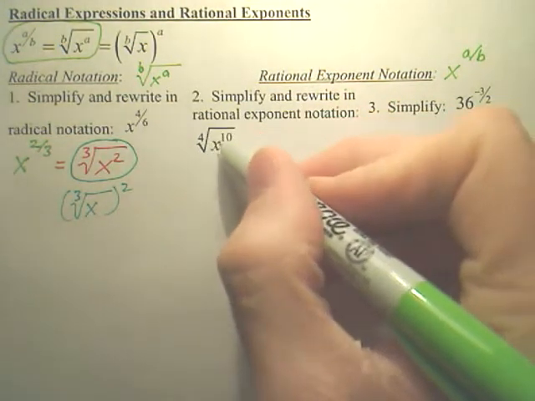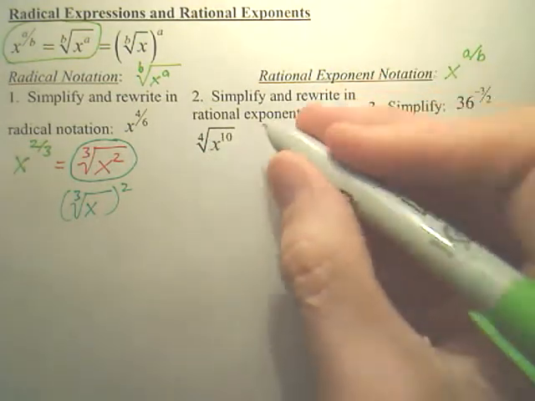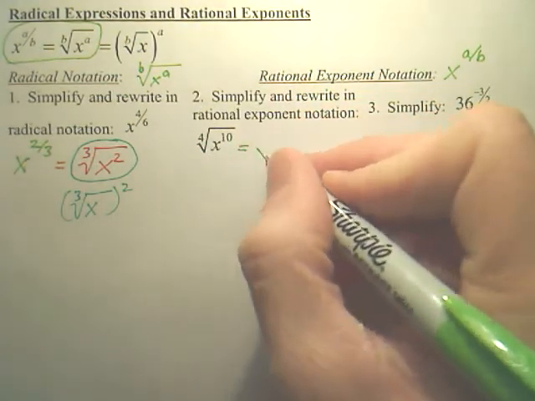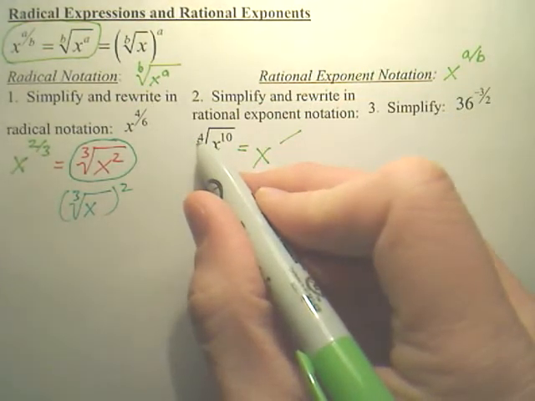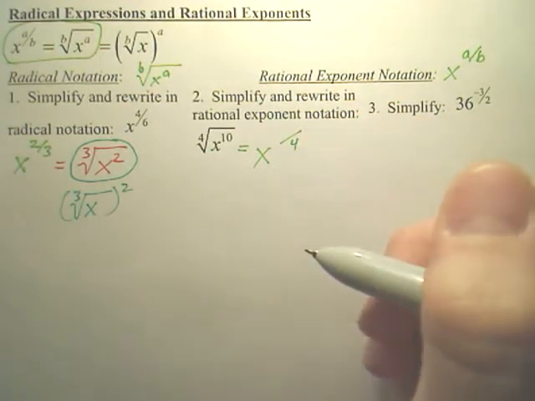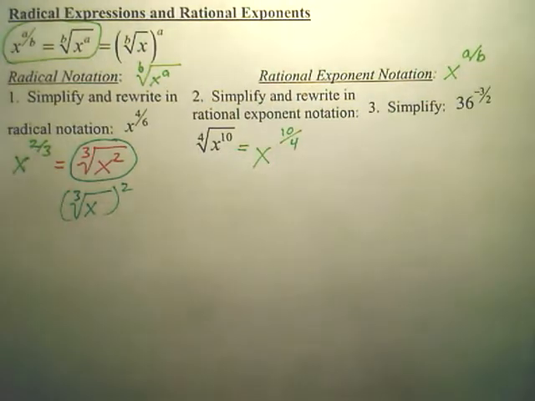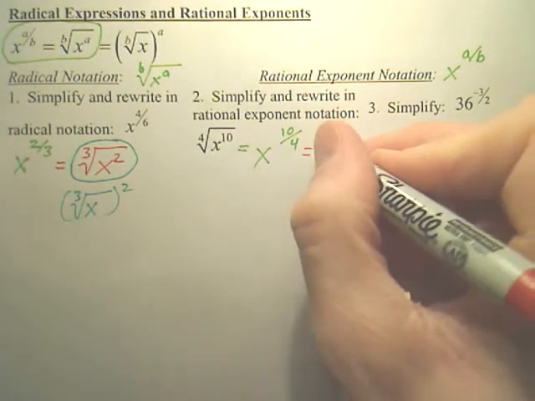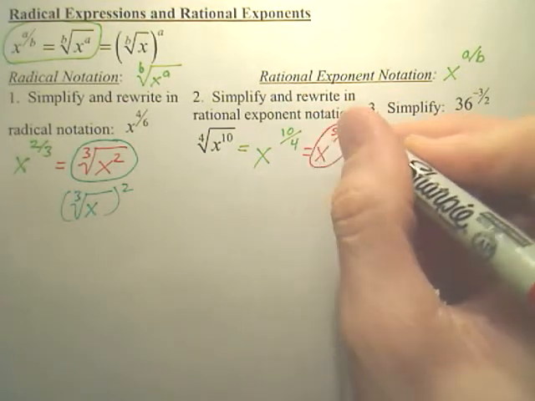All right, so for this one, we want to switch this one into a rational exponent. So if I want to change this one, it's going to be x to the fractional power. Now the 4, remember the 4 is the root, and where are roots on a tree? They're on the bottom. So that's a 4 on the bottom of the fraction, and the 10 goes to the top. We are done, but we have to simplify fractions. Always simplify fractions. So my answer is x to the, when this reduces, 5 over 2.